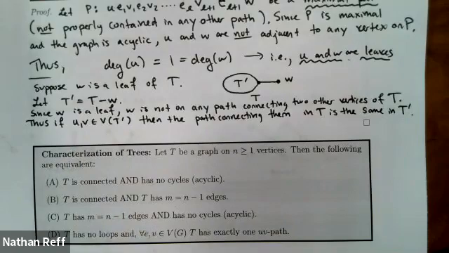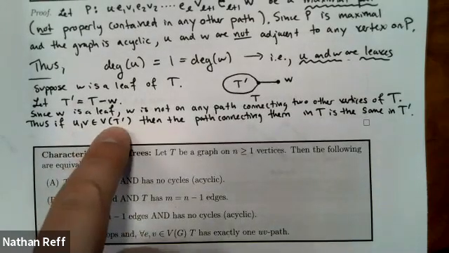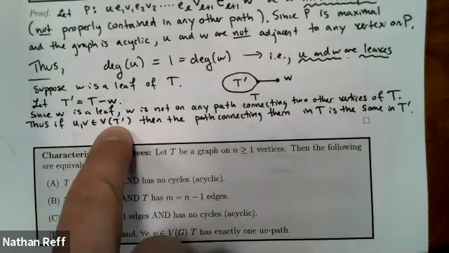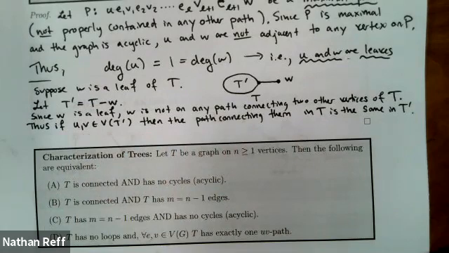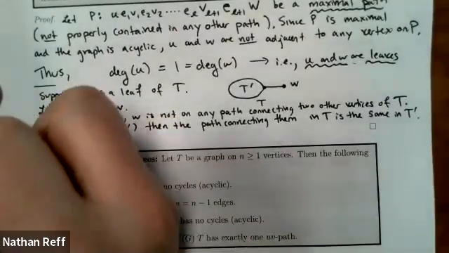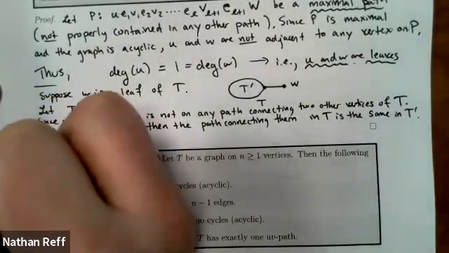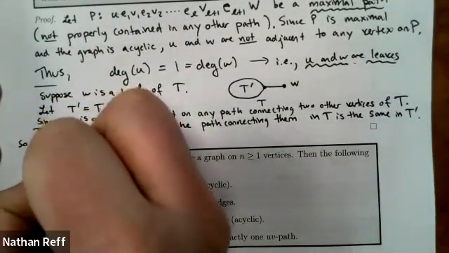Okay, what does that tell you? If you pick any two vertices in some graph, and there's a path connecting them, what does that tell you about the graph? Yeah, it's connected. So do you agree that T prime is connected? Okay, so we're done with that. So T prime is connected.